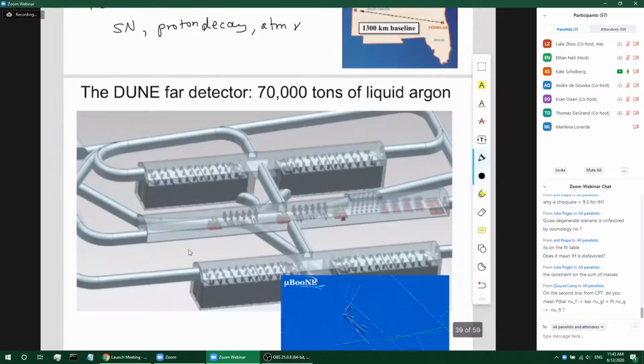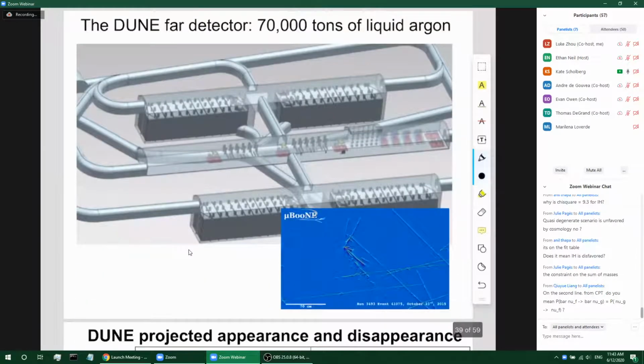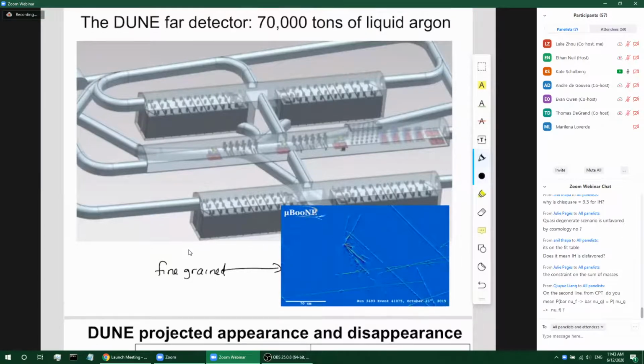This is what the detector is going to look like, 4 modules of 10 kilotons each, total of 70 kilotons of liquid argon. If you're an experimentalist, this is very, very attractive, to have very fine-grained tracking. There are actually different designs for the TPC, which I won't zoom into the details of, and there may be multiple different kinds of TPCs. And there are many very interesting and challenging experimental problems to solve for reconstruction.